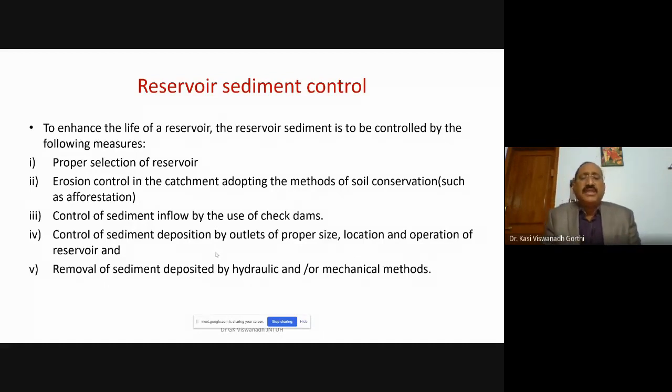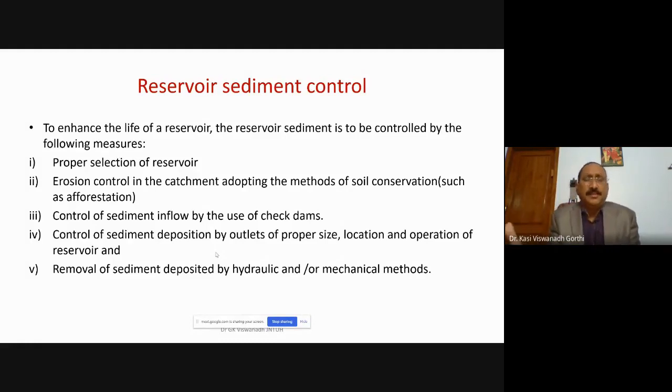Then removal of sediment deposited by various hydraulic and mechanical means, a little costly affair. Something like during the non-monsoon period, whatever silt or sediment gets deposited in the reservoir can be removed by hydraulic means, it may be by using some dredges, etc.